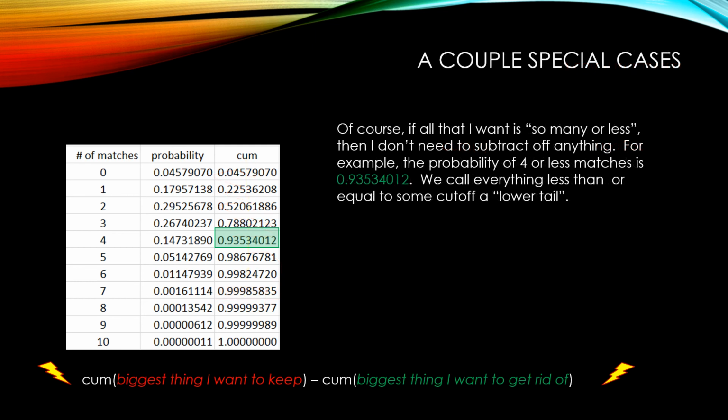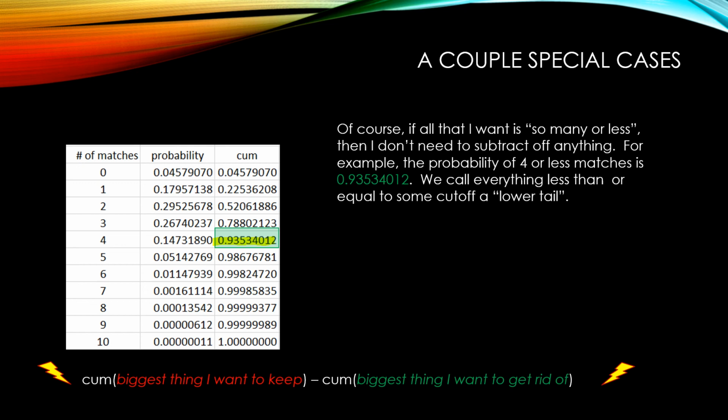There are some cases where you don't have to do the subtraction. If I wanted everything from 4 on down, for example, there's no need to do a subtraction. That number is the probability of 4 successes on down. So if I want 4 or less, that's my answer right there. What I'm subtracting off is the biggest thing I want to get rid of, and there isn't anything, so I don't subtract anything.